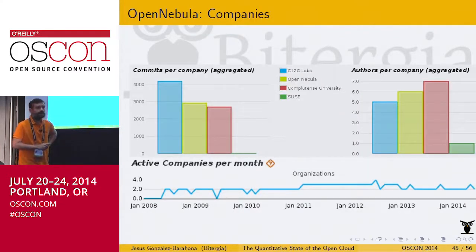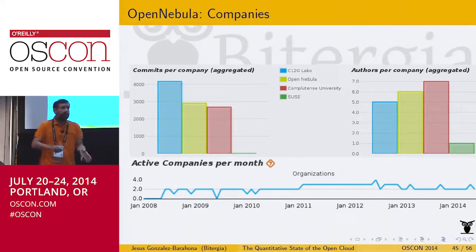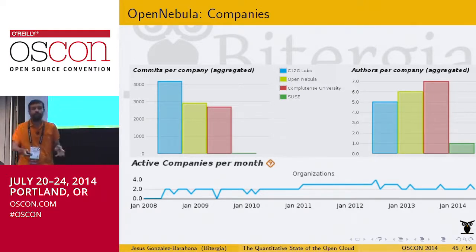The company analysis is straightforward. What we do is just go to the repository, look at the guys, and try to identify companies, in part based on email addresses, and in part based on manual inspection. So the idea is we try to identify those with most importance in the repositories.